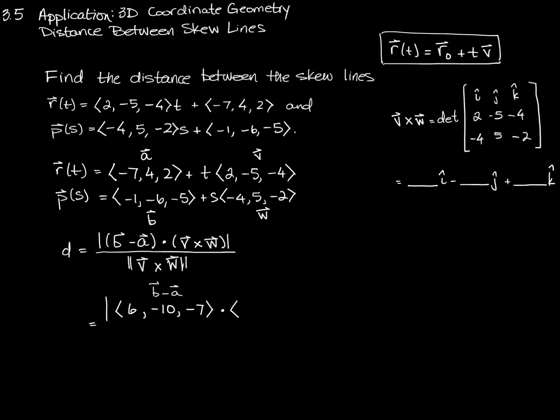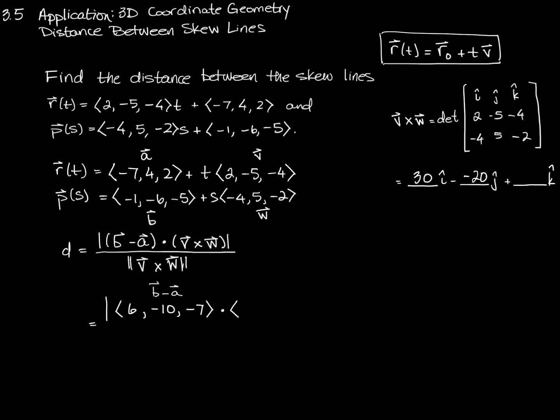All right, so crossing out my I row and I column, I'm left with this group of four numbers, and I want the determinant of that. So I get 10, so this is going to be positive 10 minus negative 20, 10 plus 20 or 30. And then I'm going to cross out the J column, and I get 2 times negative 2, which is negative 4. Negative 4 times negative 4 is positive 16, so I have negative 4 minus 16. That's negative 20.